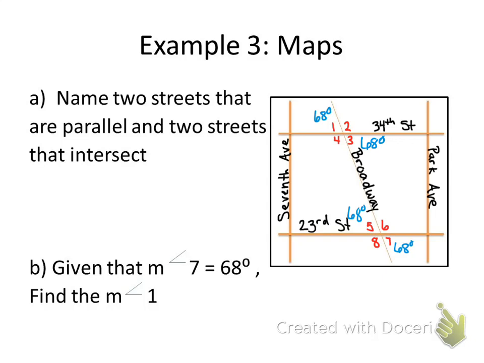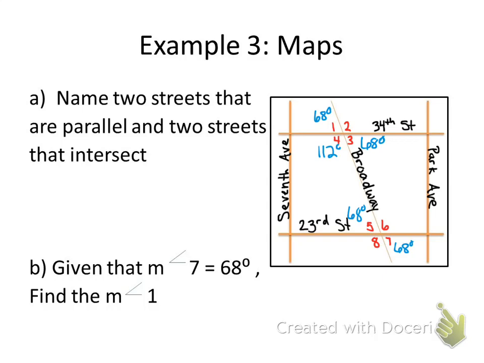Now let me ask you this. What would the measure of angle 4 be, and why? What do you think, Thad? 68? Nope. No, I got it. Josiah? 112. Why would it be 112 degrees? 180 minus 68. Why did you subtract it from 180? Because they are supplementary, okay? So 1 and 4 are supplementary, so I know that it's 112.